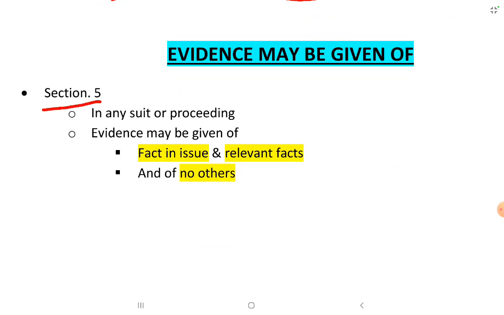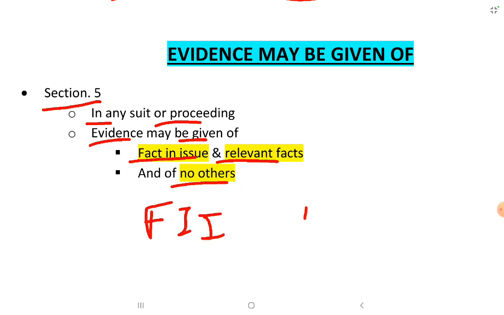Section 5 of the Indian Evidence Act says, in any suit or proceeding, evidence may be given of facts in issue and relevant facts and of no others. So you can give evidence only of facts in issue and relevant facts. If you give evidence of any other type of fact, then it will not be admissible. It will be rejected.